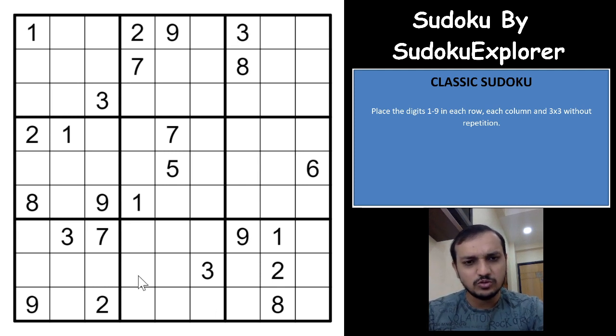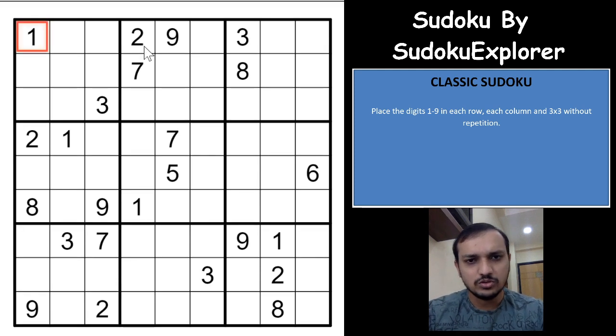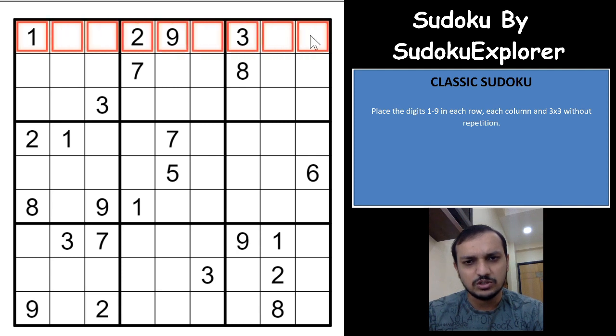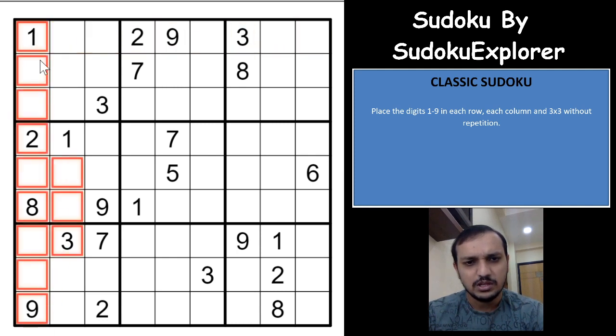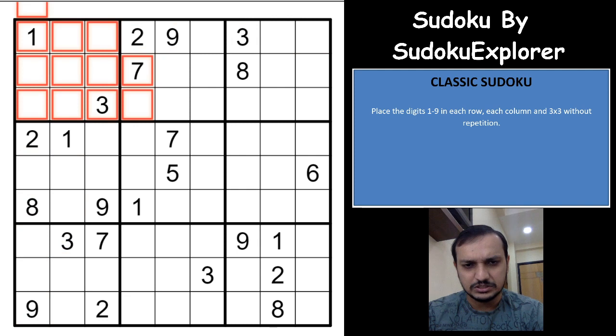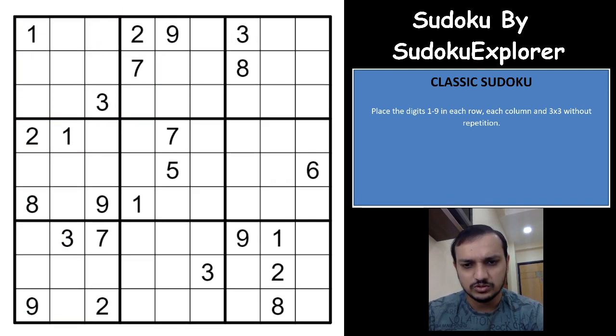And coming back to this Sudoku now, so usually classic Sudoku rules apply. That is, place digits from 1 to 9 in each row, each column, and 3 by 3 box without repetition, right? And with that we'll start solving this Sudoku. Just a second, I'll just align it perfectly. Okay, let's start with 1.